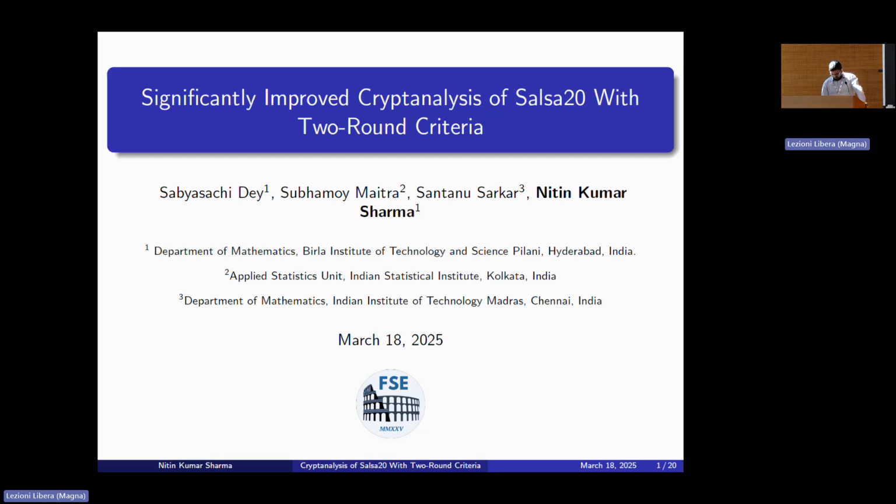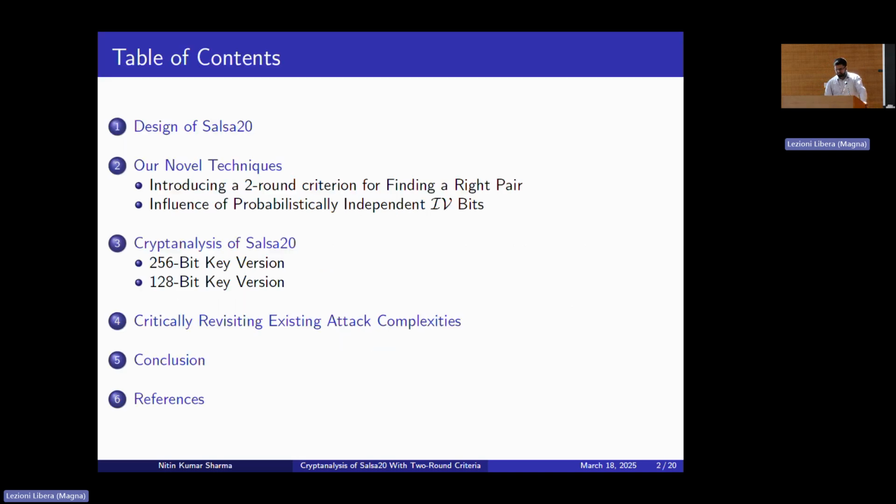So I'll give the overview about my work. First I'll explain the design of SALSA 20, then our novel techniques: the two-round criteria that we have mentioned in the title, and the influence of PNB IV bits, probabilistic independent IV bits. Then on these two ideas, I'll explain the cryptanalysis of 256-bit and 128-bit key versions of SALSA 20. Then we have analyzed previous works also, so I'll give an idea about that. In the end, I'll conclude, followed by references.